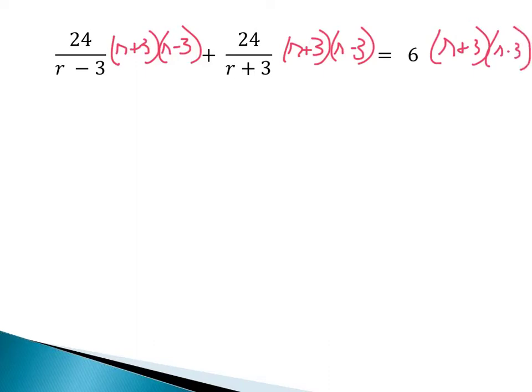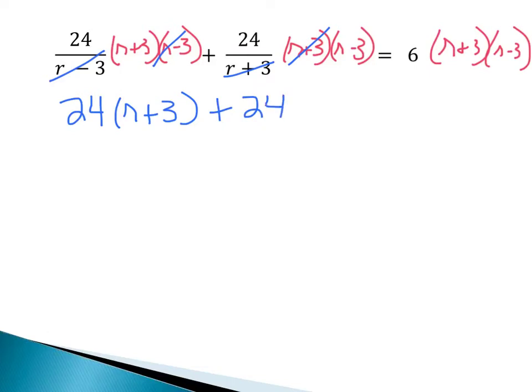And when you do that, now we're going to multiply and multiply here as well. Well, the r minus 3's divide out, so for the first term we get 24 times r plus 3, and for the second term the r plus 3's divide out, so we get 24 times r minus 3. And on the right-hand side, we keep everything. So let's go ahead and multiply those terms out.